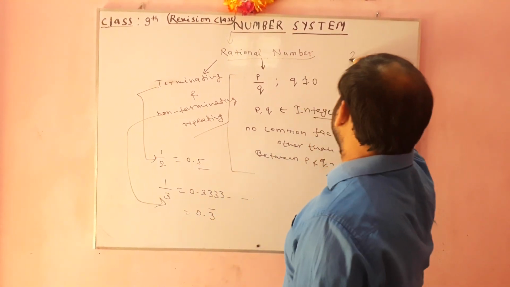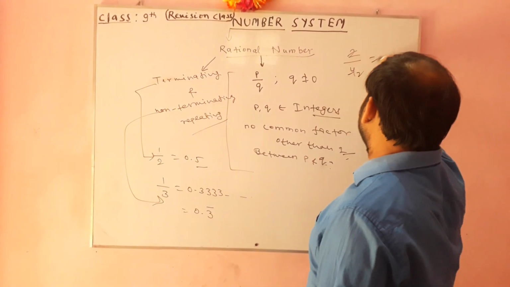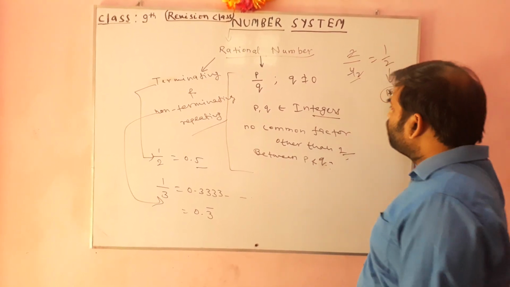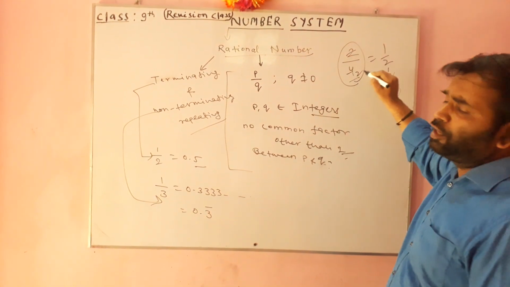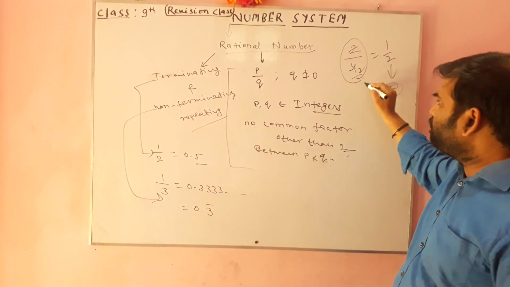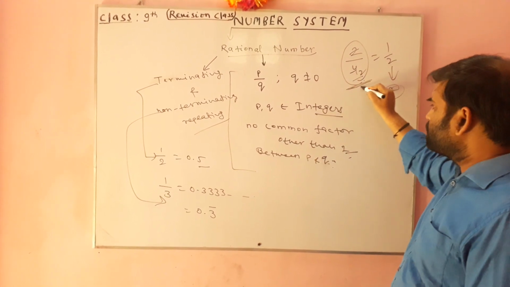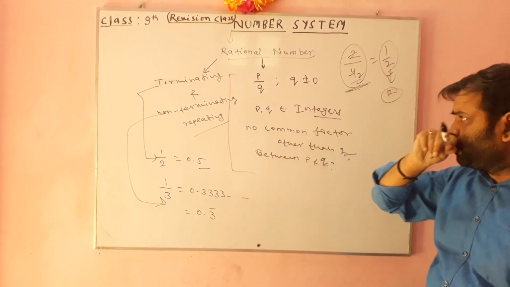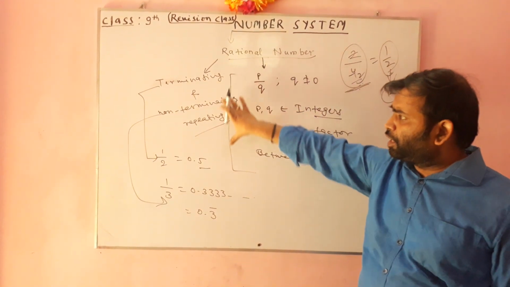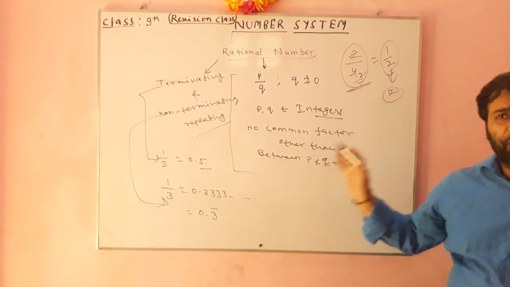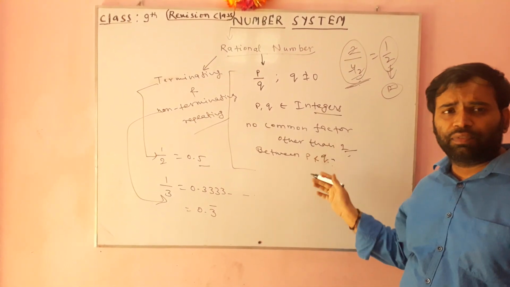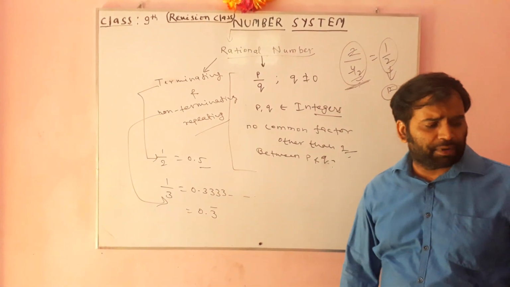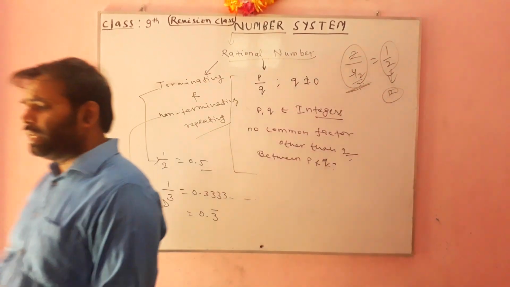Suppose I am writing here 2 by 4. Here the common factor is 2, so 1 by 2 is a rational number in standard form. If you are getting a common factor, then it is not in standard form; there is no common factor other than 1. So whenever somebody asks you the definition of a rational number, you can give this definition in decimal form: terminating and non-terminating repeating. So now I will go to the next topic.